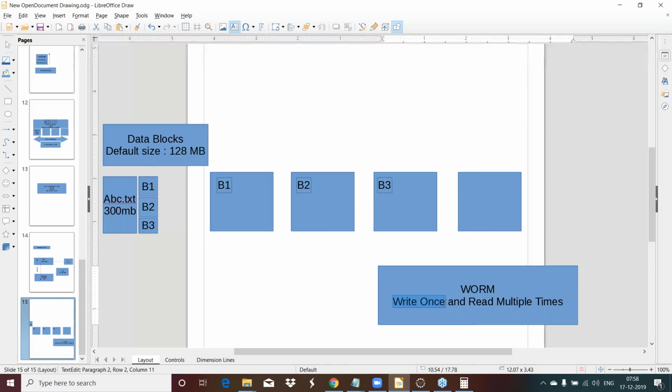Because of that we are saying that we are going to write the data once, and after that the data will remain there forever. And after that you can read the data multiple times. When I say read, I'm talking about read or process. You can read the data, you can process the data multiple times.